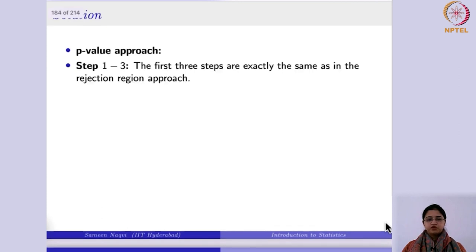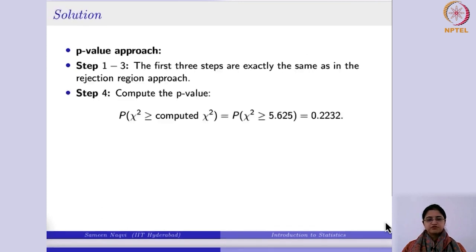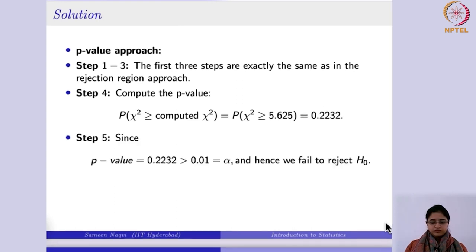Likewise, you can do it for the p-value approach also. First three steps would remain the same, and here you would compute the probability that chi square is less than or equal to the computed chi square. Sorry for the typo earlier, this would be less than or equal to, because we are working with the left tail test. So this value would also be less than or equal to.